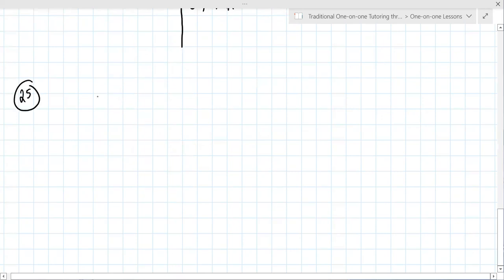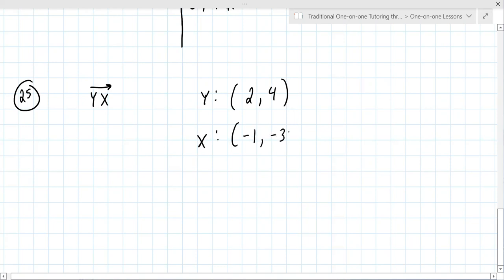Great. So now for 25, we're going to pick the coordinates for Y and X. So the coordinates for Y, let's go (2, 4). And for X, let's go (-1, -3). Okay, so I want you to graph those two points on the coordinate plane and label them as well.